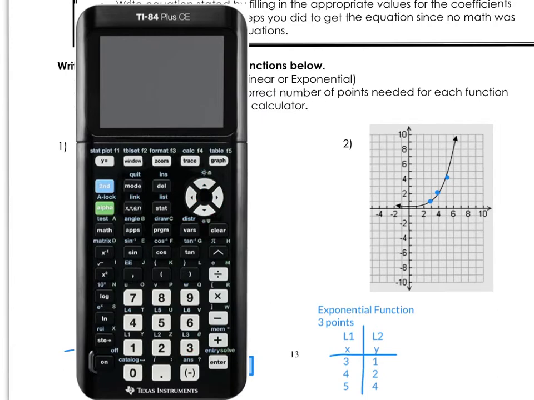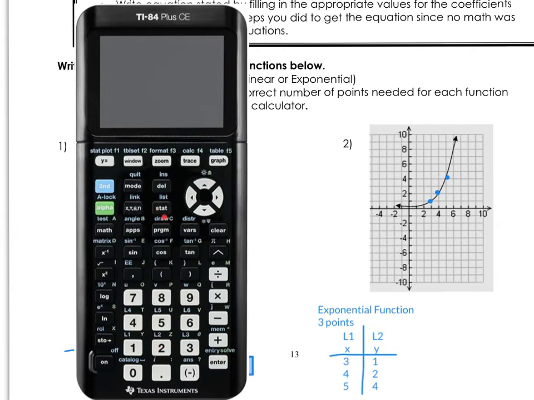So the 3, Enter, and then we're going to enter 4, Enter, and then 5, Enter. That was list all of my X values in L1. Then I'm going to go over. I'm going to list my Y values in L2. So 1, Enter, 2, Enter, 4, Enter.